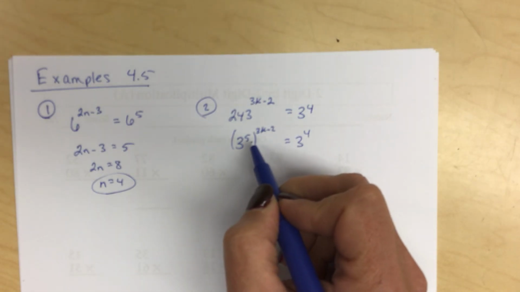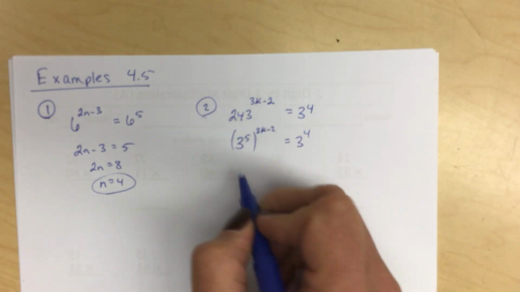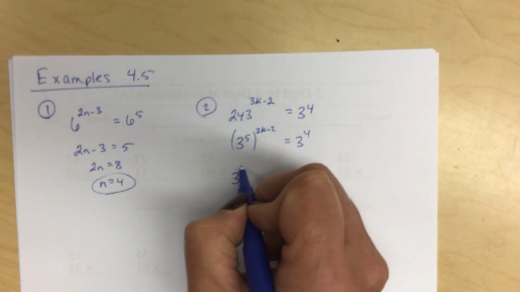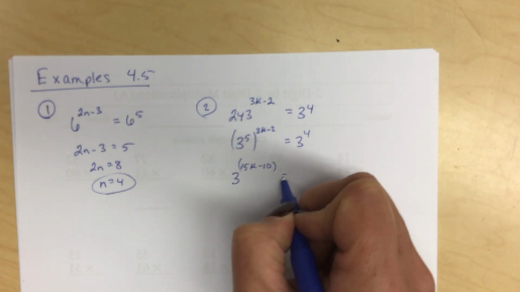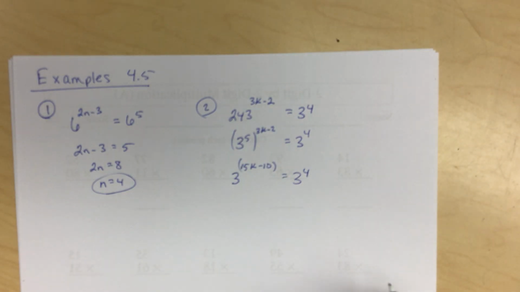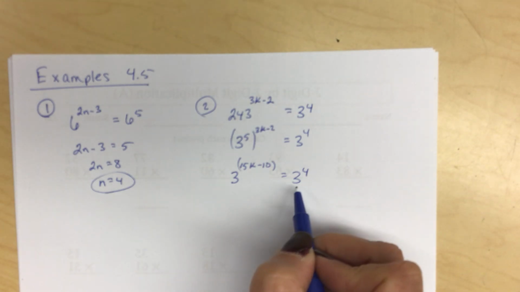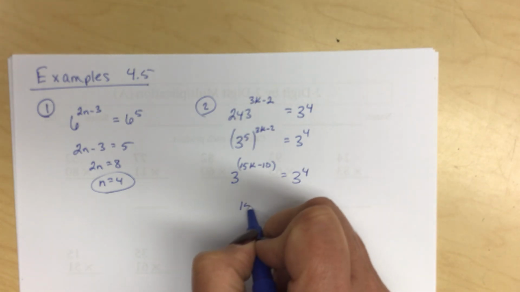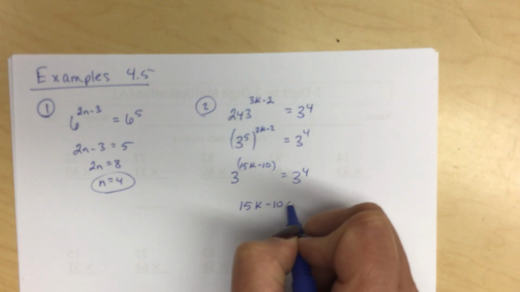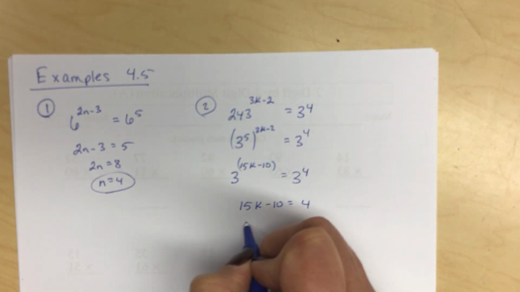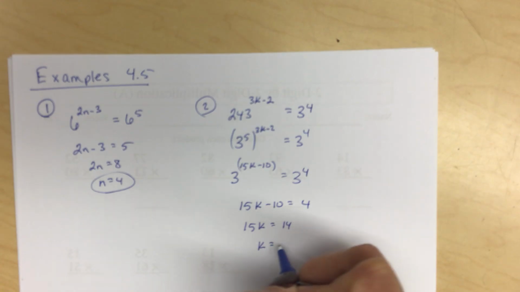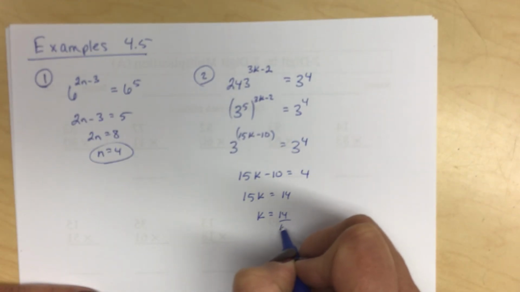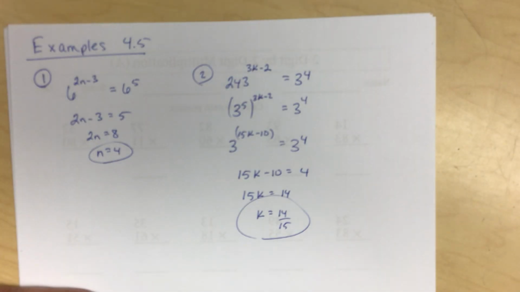Then there's a rule that says when you take a number to an exponent and then to another exponent, you can multiply those. So we can make that 3 to the 15k minus 10 is equal to 3 to the 4th. Now you have the bases the same, so your exponents must be equal. So 15k minus 10 is equal to 4. So 15k is equal to 14. So k must be equal to 14 over 15.